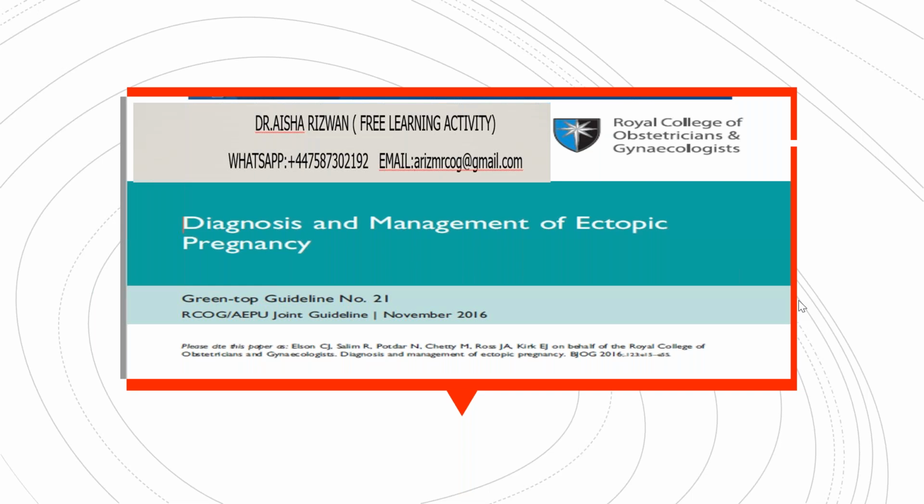Roughly, if the patient has had 1 ectopic pregnancy, then the chance of having a second ectopic pregnancy is 18.5%. And if the patient has had 2 ectopic pregnancies, then the chance of having another ectopic pregnancy is going to be between 25 to 30%. And if the patient has had 3 ectopic pregnancies before, then the chance of having another is going to be 40%.